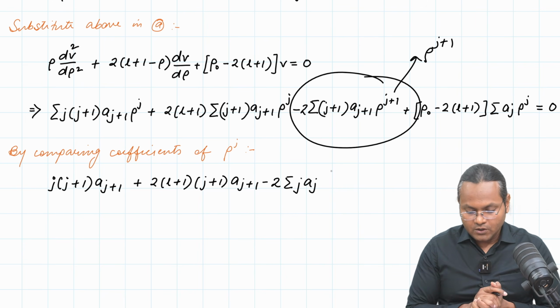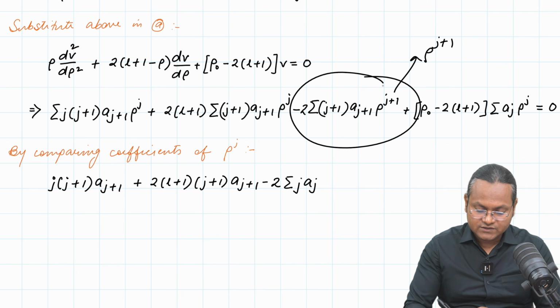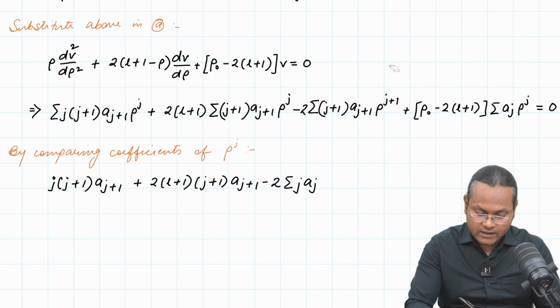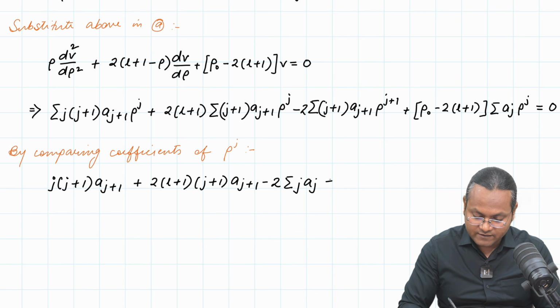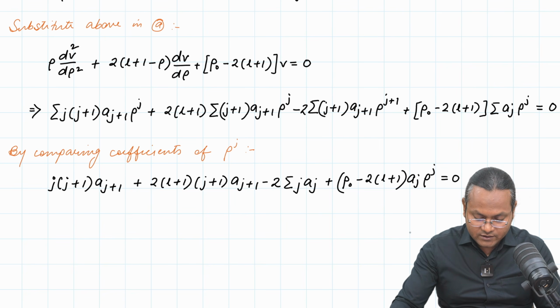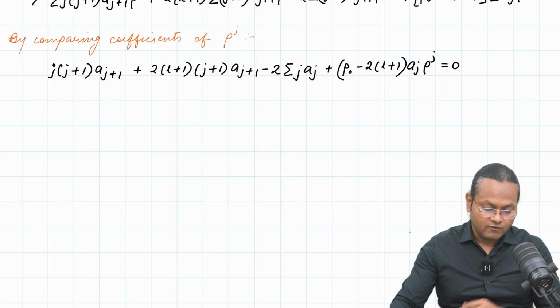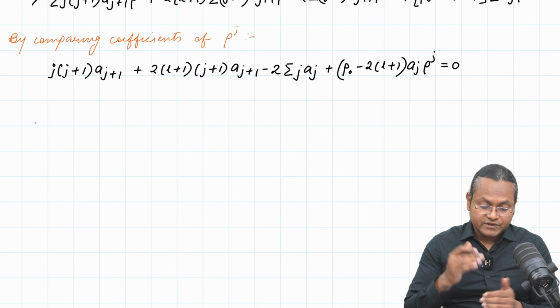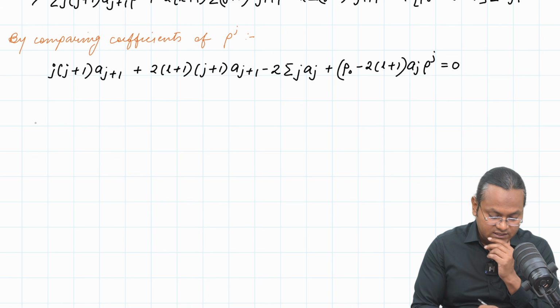That's it, because I have to take a step back because this contains rho to the power j plus 1. Having done that, the last term that is left with us is rho naught minus 2l plus 1, again a_j rho to the power j is equal to 0. So there you have it. The differential equation now takes this particular form, and this is what gives us the relationship between every single consecutive term in the power series.